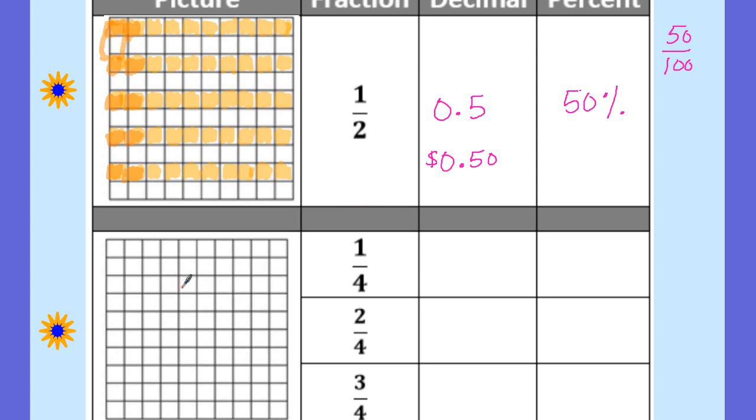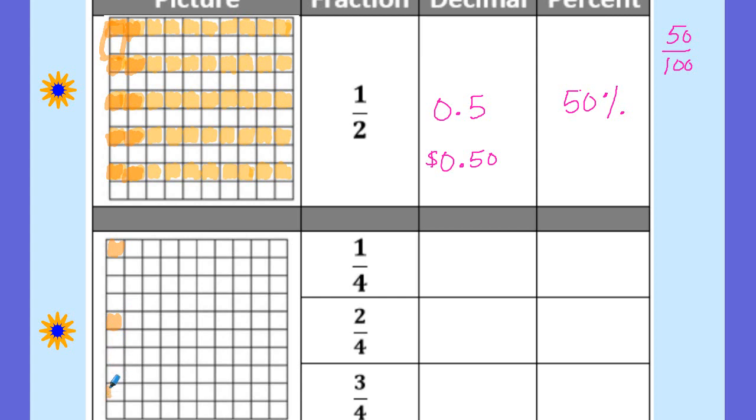Okay, moving on to the fourths. We're going to start with the fraction 1/4. We're going to model it. 1/4 means 1 is shaded out of every 4. So I'm going to shade my first square, and I'm going to leave squares 2, 3, and 4 blank. Then I start over with a new group. Shade square 1, leave 2, 3, 4 blank.